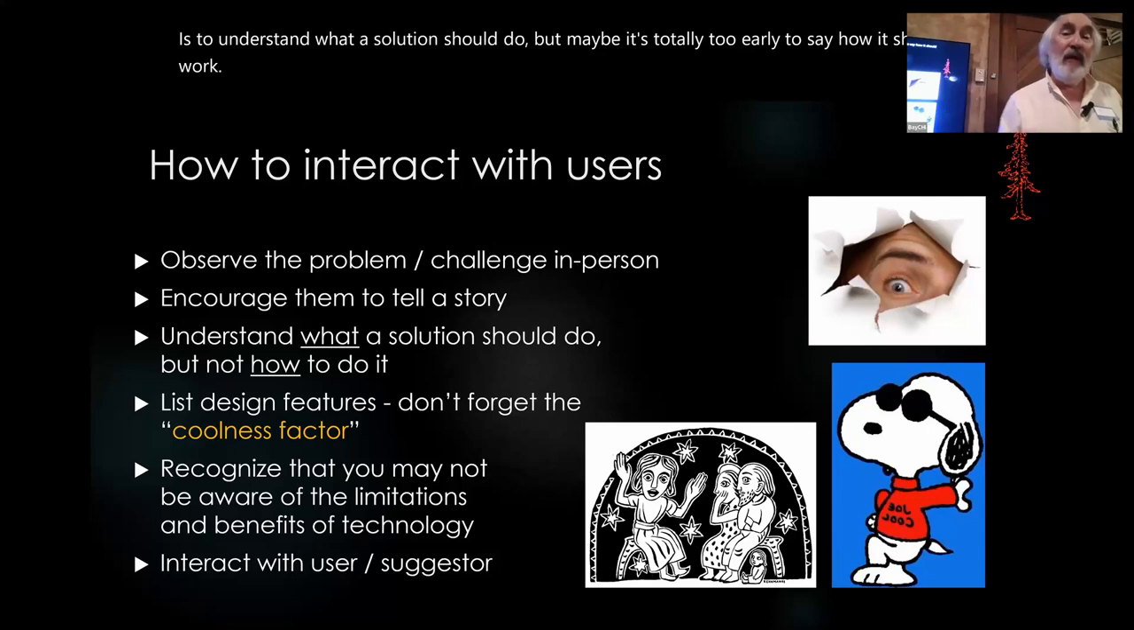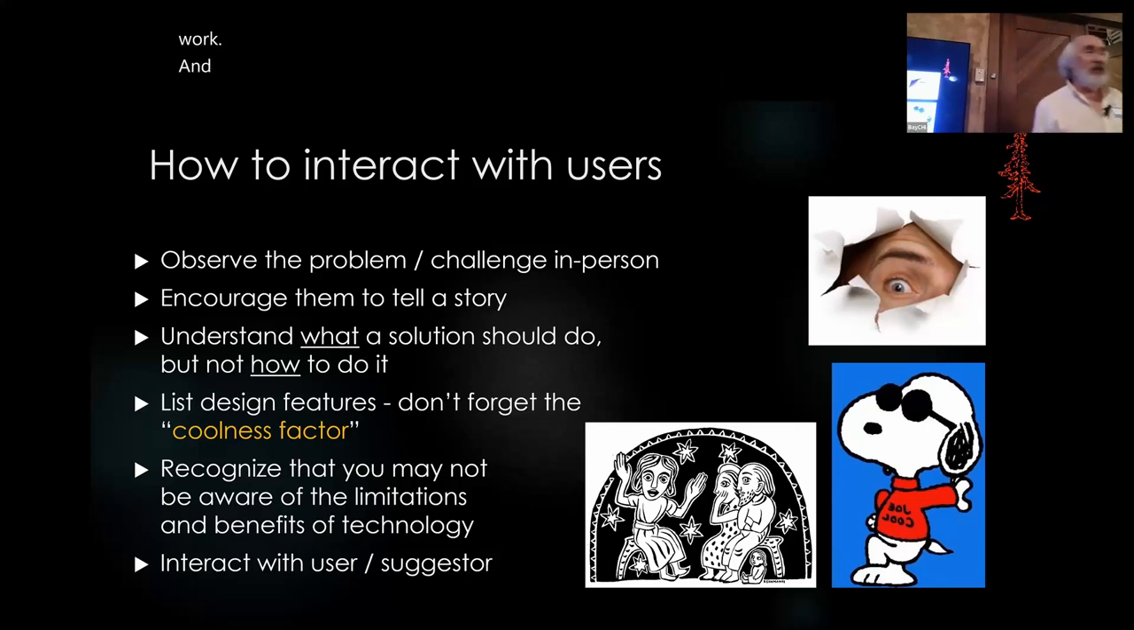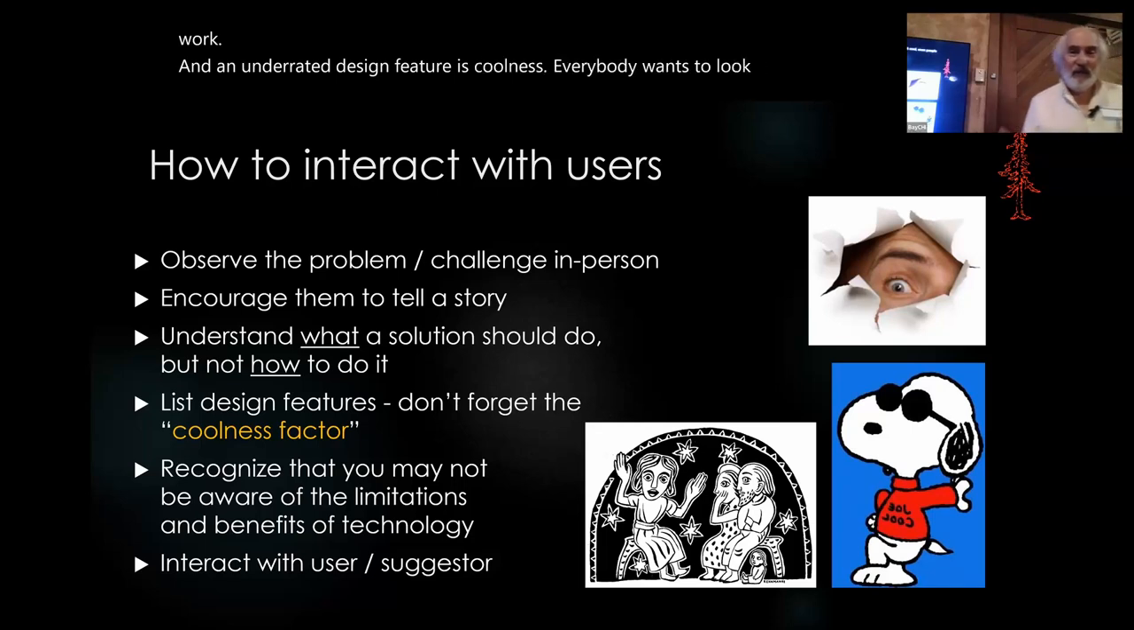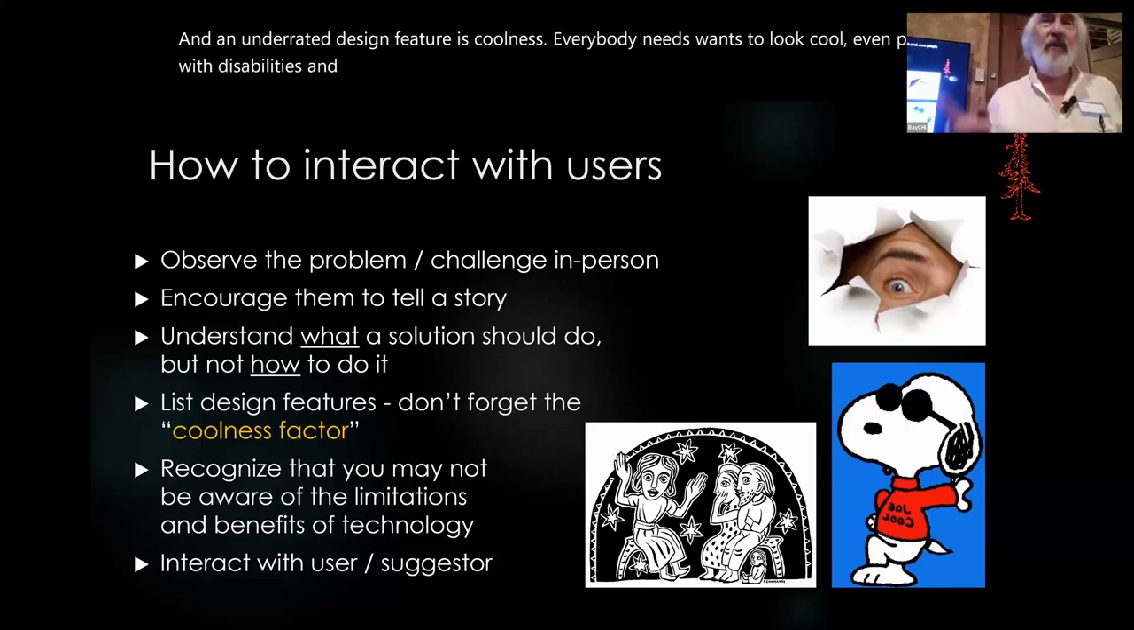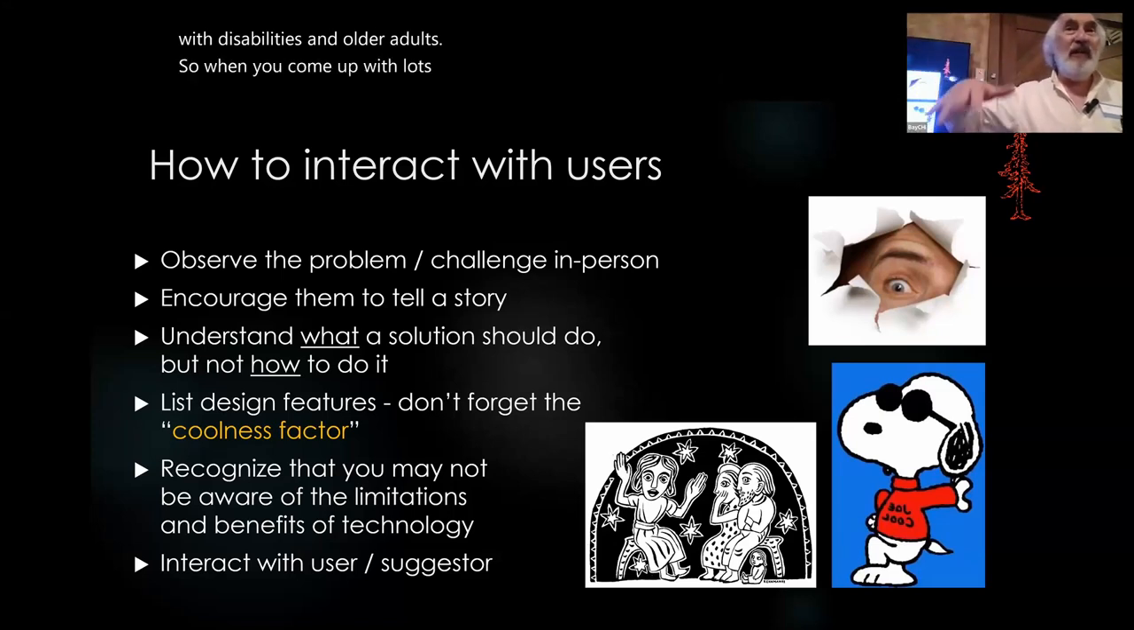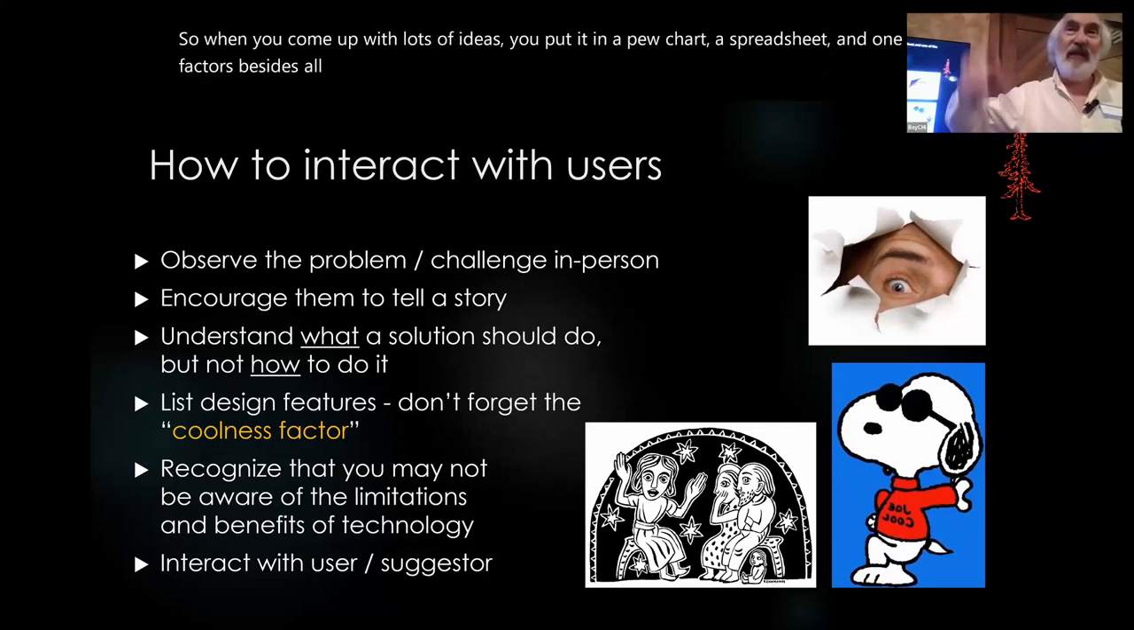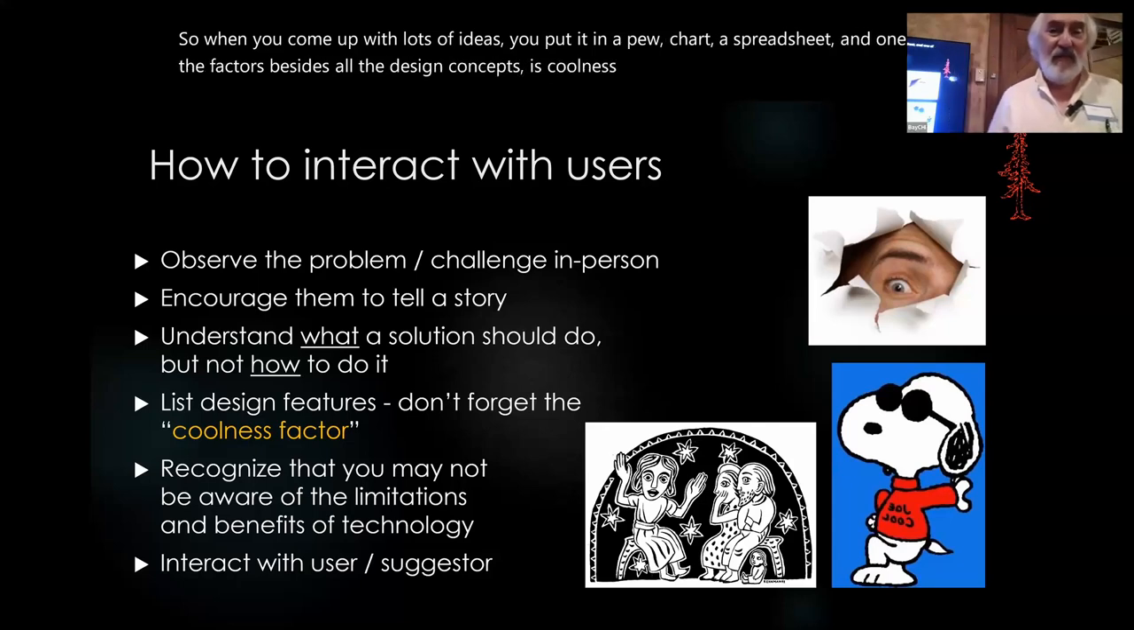And an underrated design feature is coolness. Everybody wants to look cool, even people with disabilities and older adults. So when you come up with lots of ideas, you put them in a pie chart or a spreadsheet, and one of the factors besides all the design concepts is coolness. So it has to be cool. That has to be checked off.